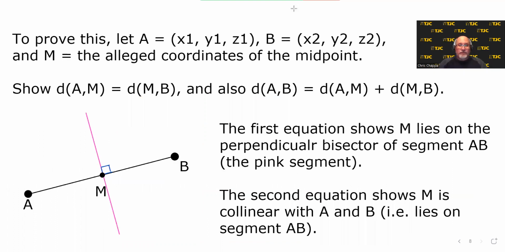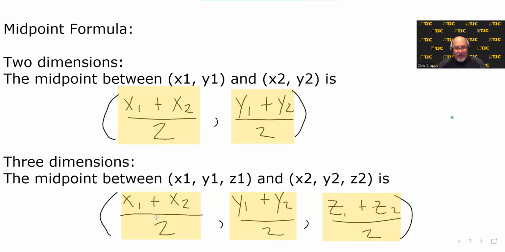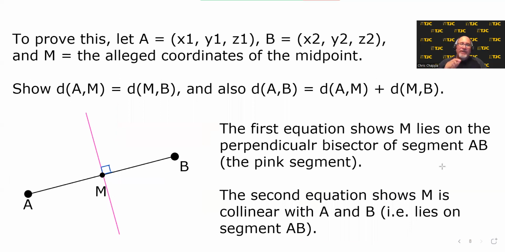To prove this, you would let A and B be 2 generic points, x1, y1, z1, x2, y2, z2, and let M be the alleged coordinates of the midpoint. In other words, M would be the average of the x's, comma, the average of the y's, comma, the average of the z's. To prove that one point is the midpoint of 2 others, you have to show 2 things.